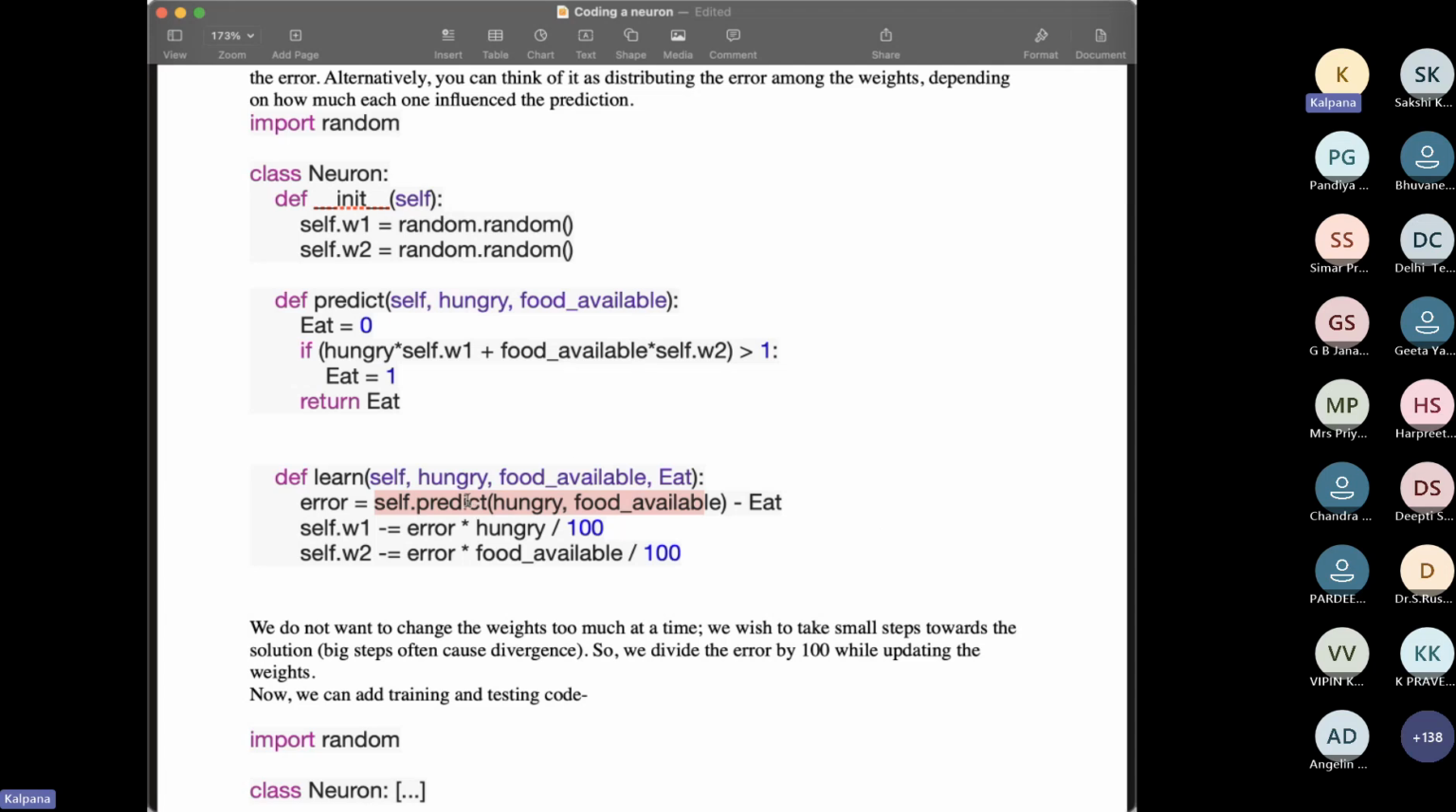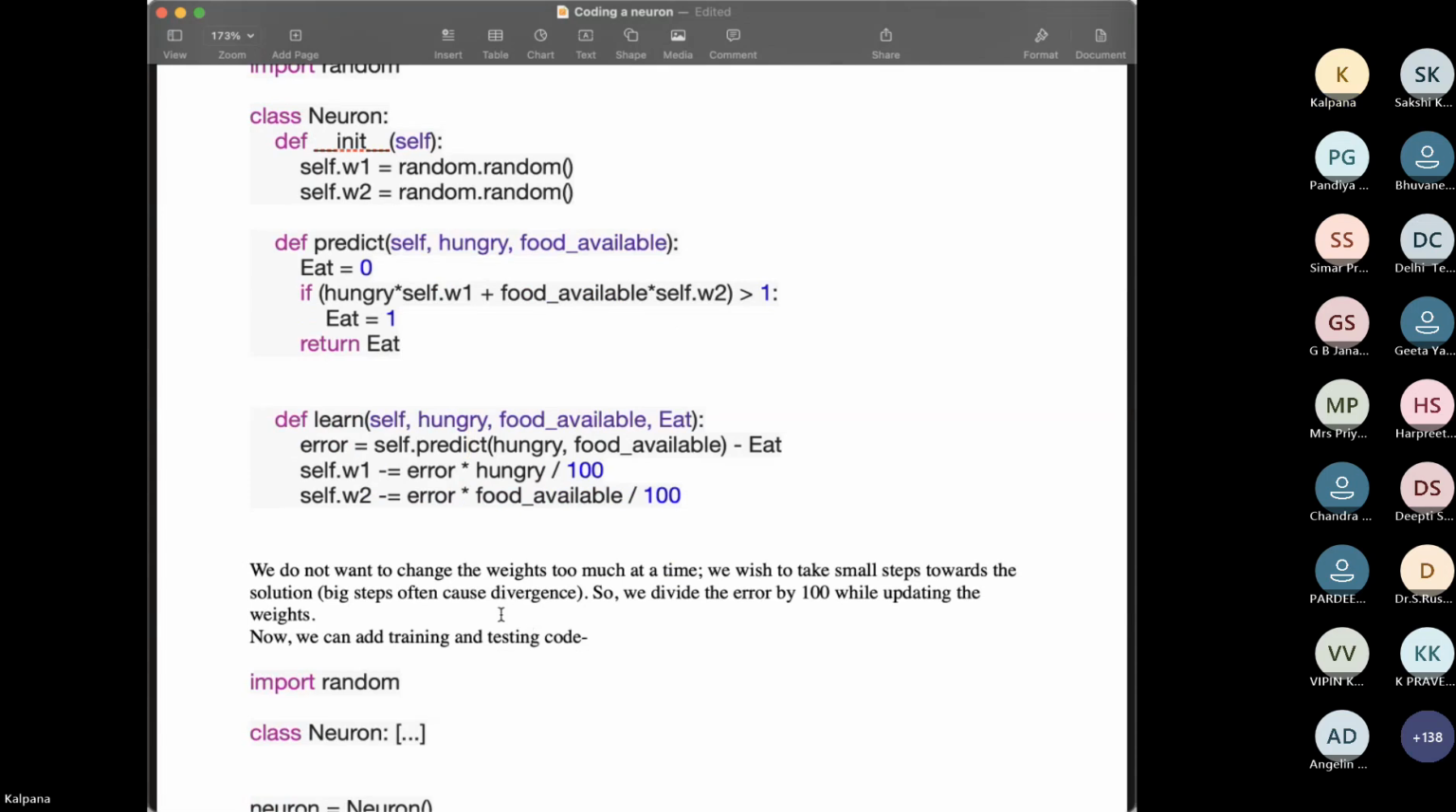So learn is being called again and again. Now let's see what is happening. So we are changing the weight. If there is an error, then obviously the error is coming because of both W1 and W2, right? So what we will do is we will reduce the weight. We will do weight 1 equals weight 1 minus error into hungry by 100.